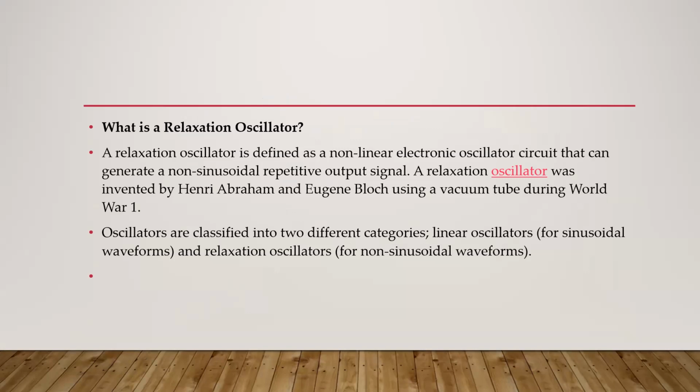A relaxation oscillator was invented by Henry Abraham and Eugene Bloch using a vacuum tube during World War I. So basically, a relaxation oscillator is a non-linear oscillator that has the ability to generate a non-sinusoidal periodic waveform at its output. And the waves can be triangular wave, square wave, etc. And they are also known as non-sinusoidal waveform generators.